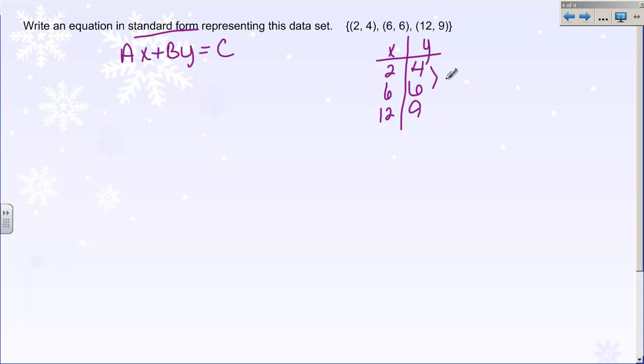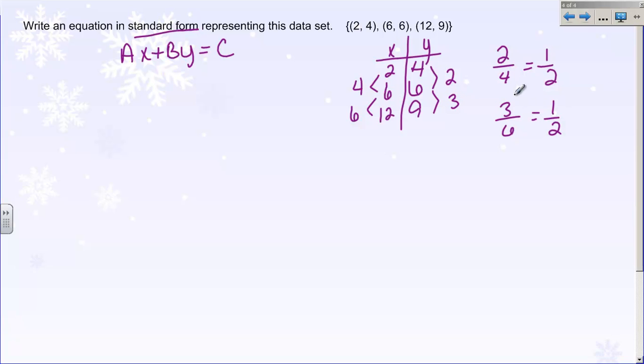My change in y from 4 to 6 is 2, and my change in x from 2 to 6 is 4. So my slope is 2 over 4, which is 1/2. Just to be on the safe side, let's check here. From 6 to 9 is 3. From 6 to 12 is 6. 3 over 6 simplifies to 1/2. Yep, I have the same slopes, which means it's linear, so I'm good to go.